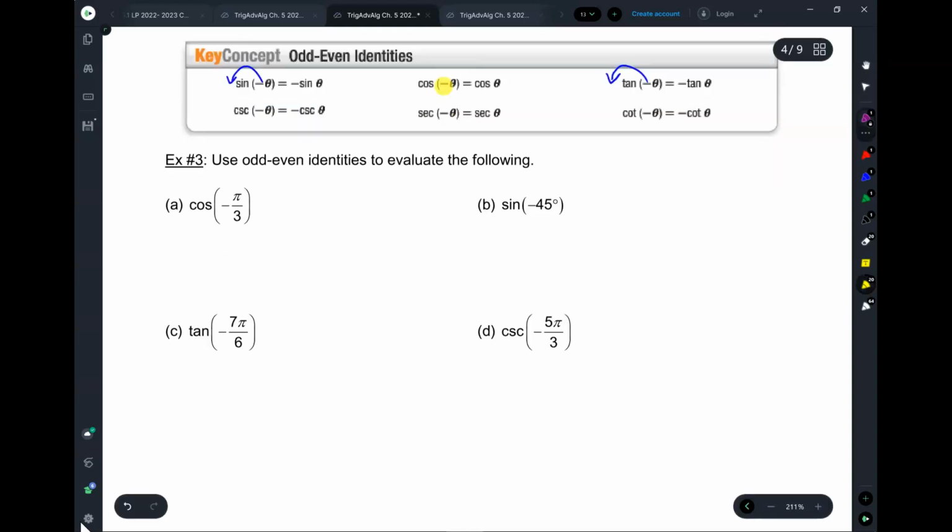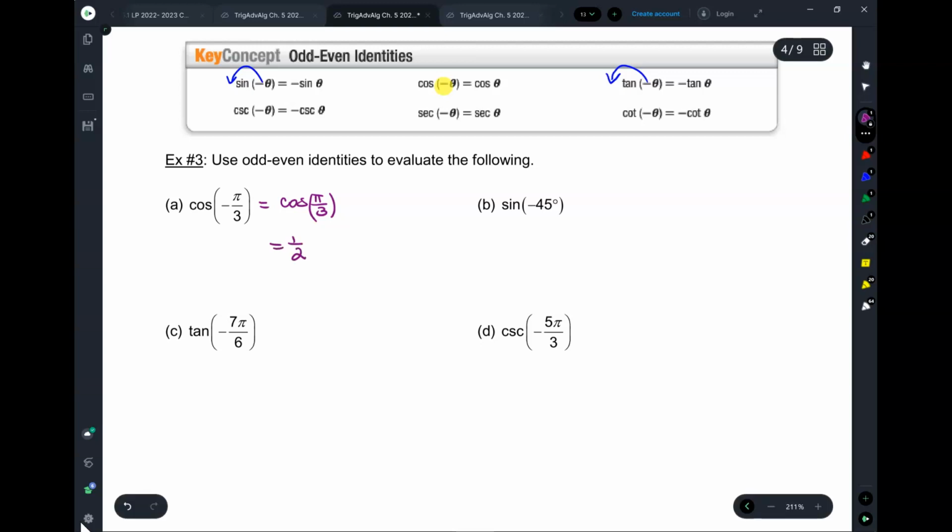Let's do the first one. You've got cosine of negative pi over 3. Well, because it's a cosine, the negative just gets engulfed. And so this will just be cosine of pi over 3, right? The negative just gets engulfed. Now we need to find cosine of pi over 3, okay? For that, you got to go to the special triangles. Remember, cosine is always the horizontal side. Cosine of pi over 3 is 1/2.